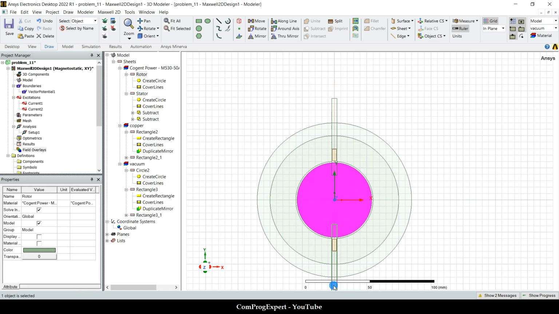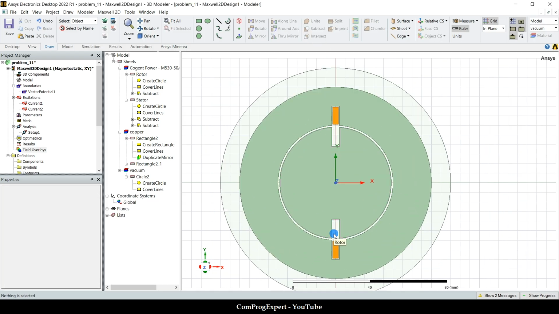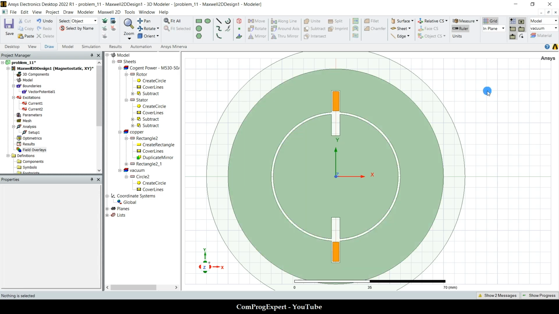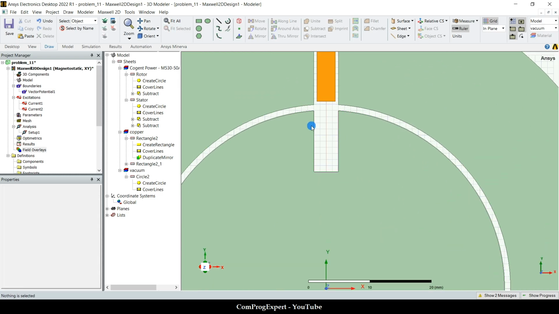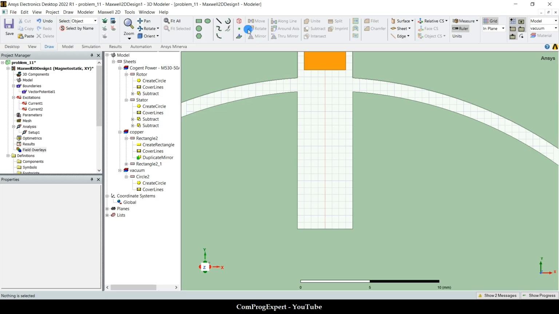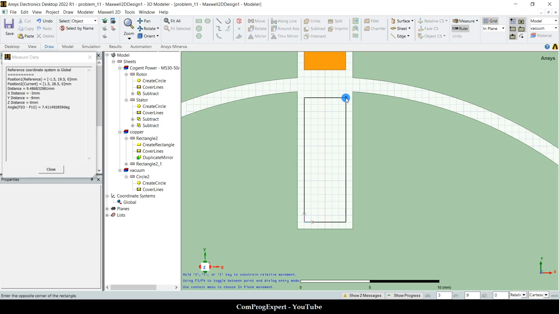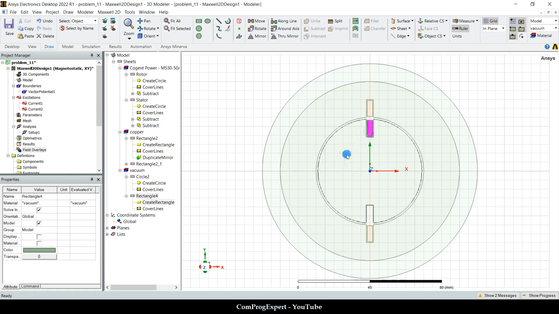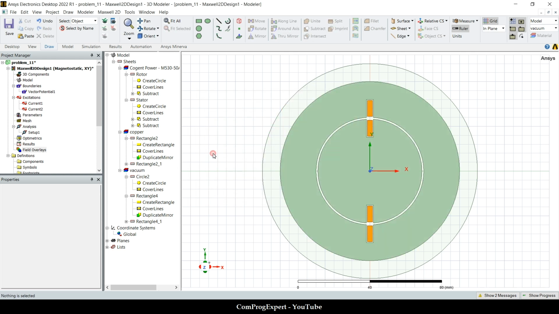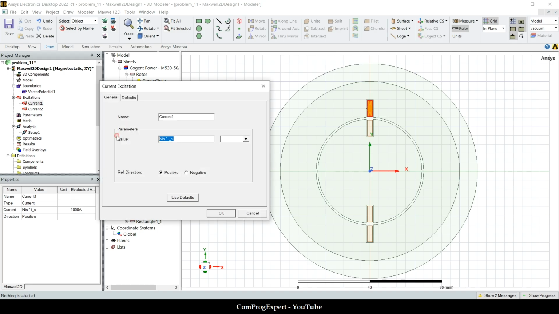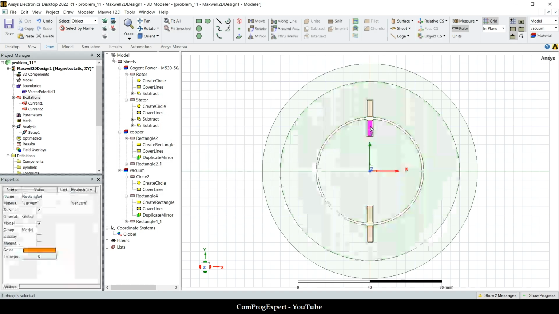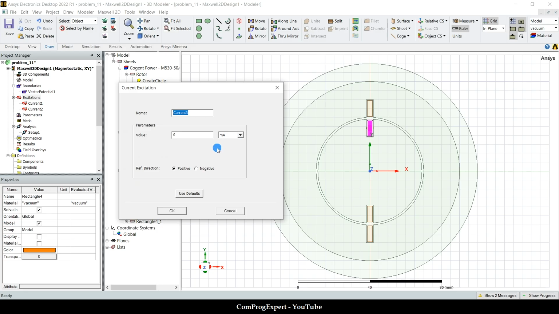We can select rotor, this and this one, subtract, yes. We generated these slots in the rotor. Similarly, we can generate these rectangles for the rotor coil. Duplicate mirror. Yes, again, let's change the color. We have this coil for the rotor, and we should define excitation. Here, let's assign this excitation.